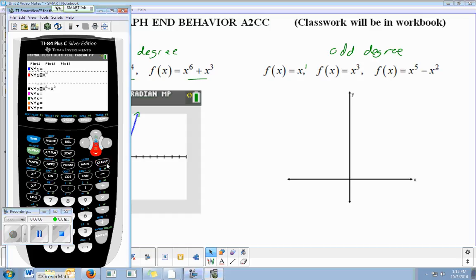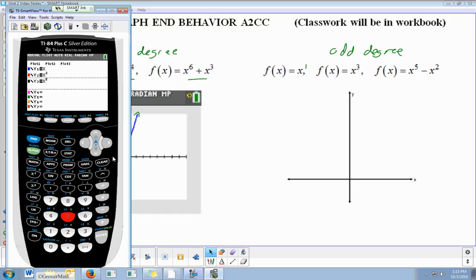So let's delete the ones in here that we had. And we'll just type y equals x in the first one. Y equals x to the third. Y equals x to the fifth minus x squared. All right, so zoom, 6, get all these graphs here. So here's y equals x, and again, you see the arrows pointing in opposite directions. One's pointing down, one's pointing up. Here's the x cubed, one's pointing down, one's pointing up. And the x to the fifth minus x squared.